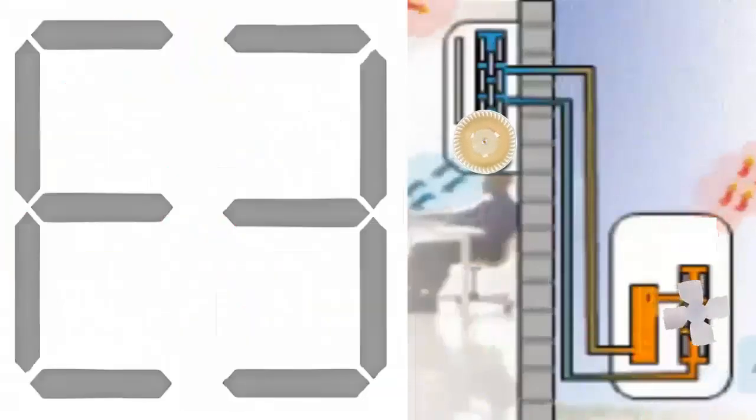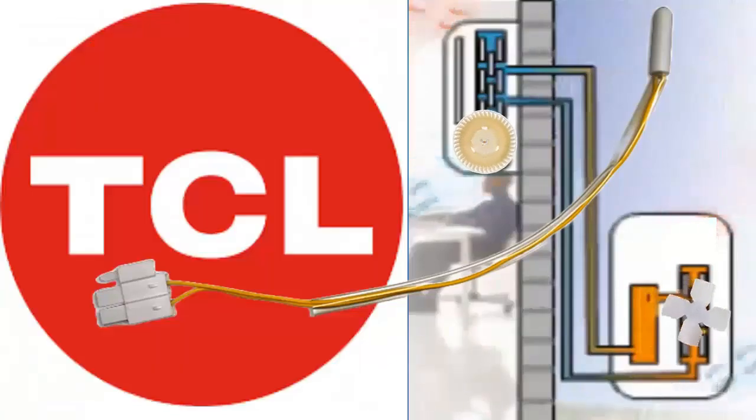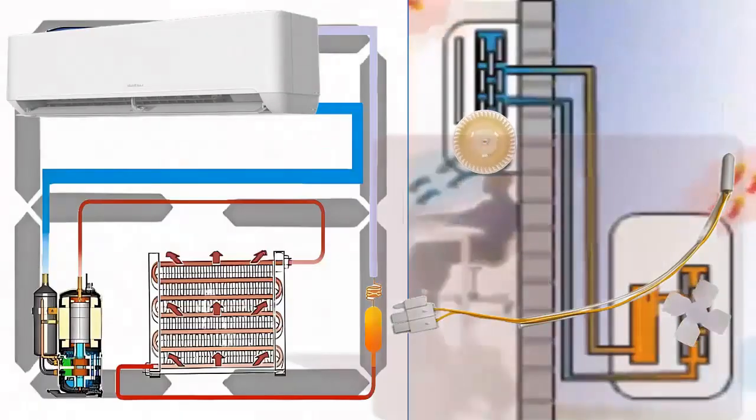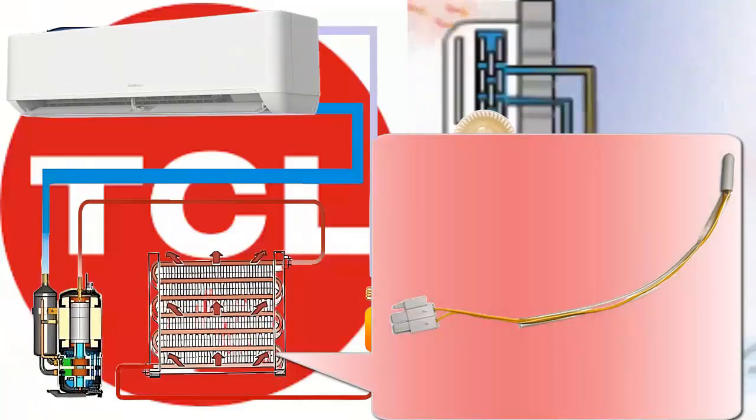The error code E3 in TCL air conditioners is related to issues with a temperature sensor located in the unit's exterior. In this case, we are specifically referring to the temperature sensor located on the pipes of the exterior coil, which is responsible for measuring the refrigerant temperature to average its value and determine how the gas phase change is occurring.